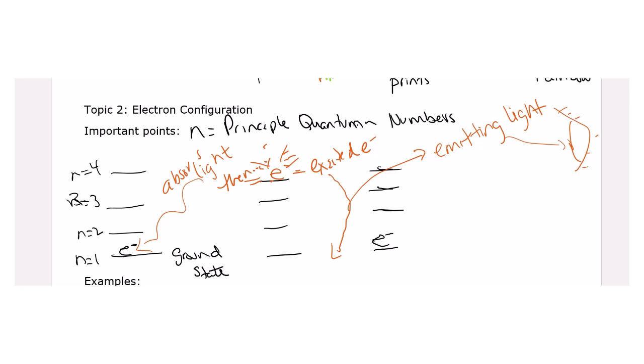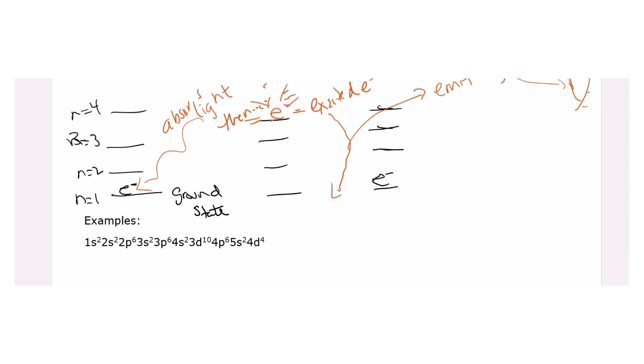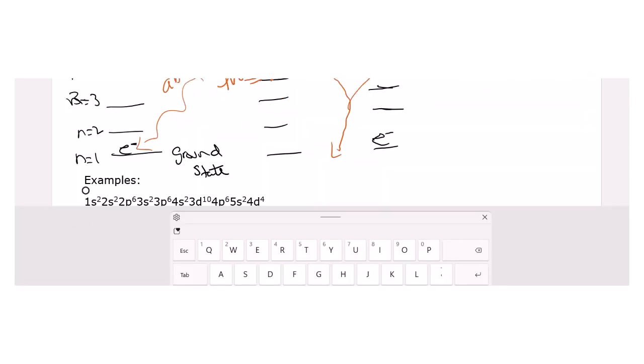I'm trying to write better with this pen. I don't know why it doesn't write well anymore. Probably should calibrate it. All right, can I go on?